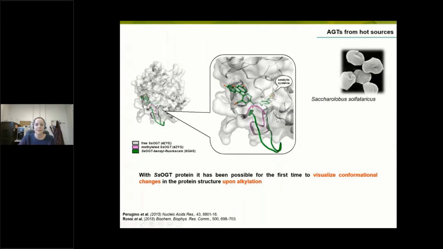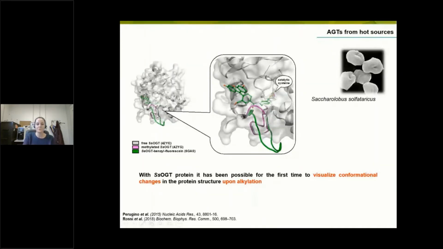So as you can see in gray, this is the structure of the free protein of Saccharolobus sulfataricus, and in magenta and green, respectively, the conformational changes of the active site loop after the alkylation reaction. In magenta with a methylated substrate, and in green with another alkylated substrate illustrated in the next slide.